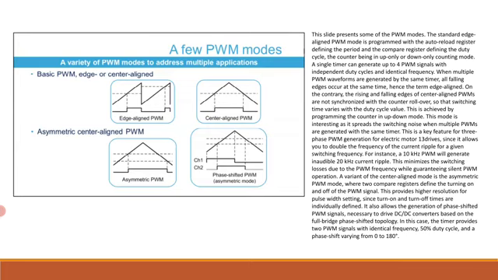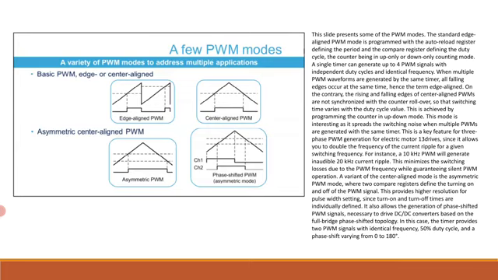A variant of center aligned mode is the asymmetric PWM mode, where two compare registers define the turning on and off of the PWM signals. This provides higher resolution for pulse width setting.